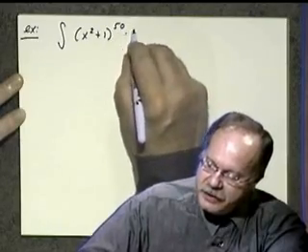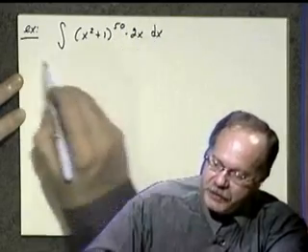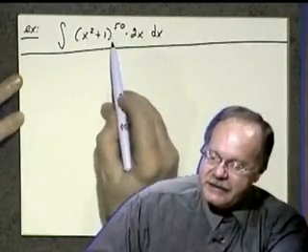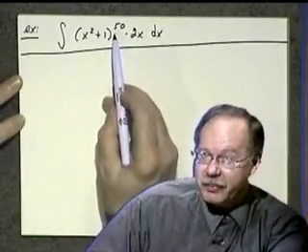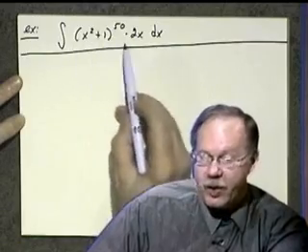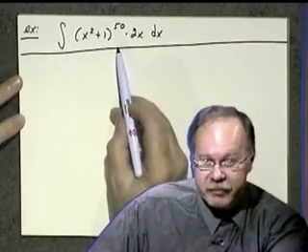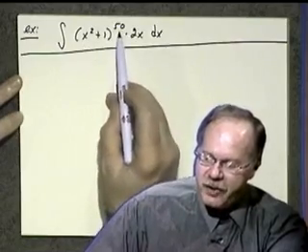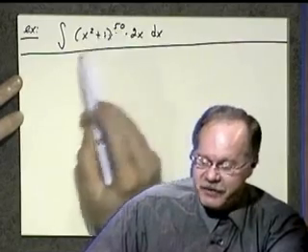of x squared plus 1 to the 50th power times 2x dx. Now on the surface that looks complicated. It is elementary in the sense that I could multiply this out, and if I did, I'd have a long polynomial, and I know how to take the indefinite integral of polynomials. But who wants to multiply this out 50 times?